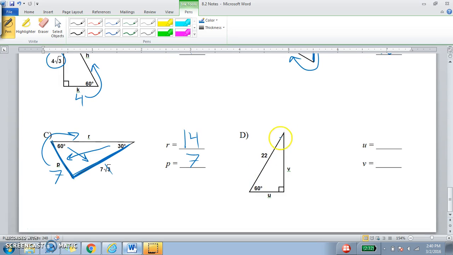For this last one, D, we have the hypotenuse, so we know to find the shorter leg, it comes from the equilateral triangle. So if this whole thing was 22 from an equilateral triangle, then U would just be 22 cut in half. So U would be 11. And then to get the longer leg, I just take 11 and multiply by root 3.